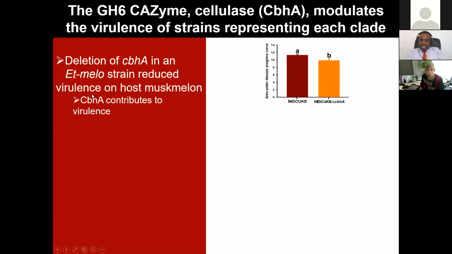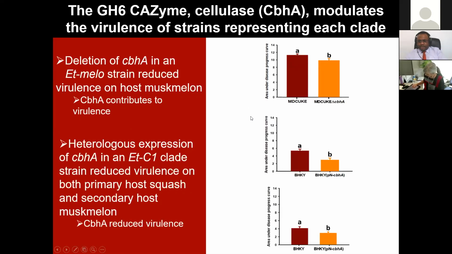So what we did was to delete this particular cellulase gene, and interestingly, when we deleted it, it reduced the virulence of the melon strain on its host, muskmelon. Which tells us that this particular gene contributes to the virulence of the melon strain. Remember, this gene is absent in the squash strain.